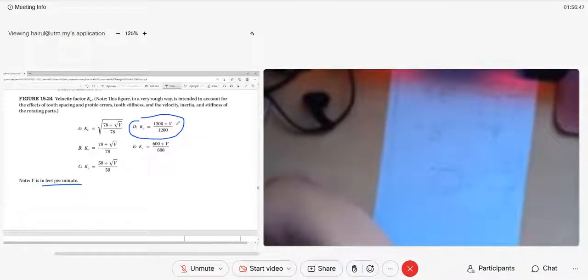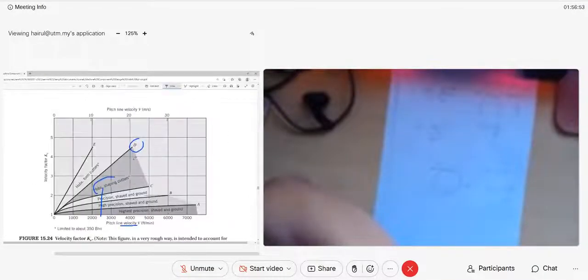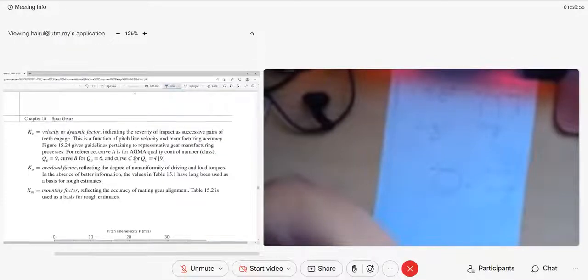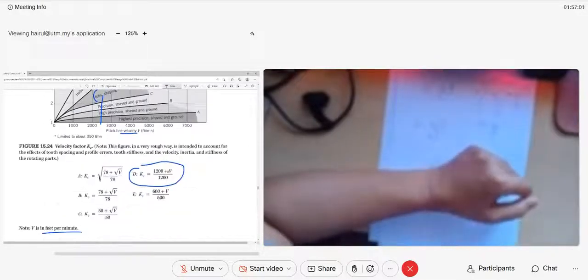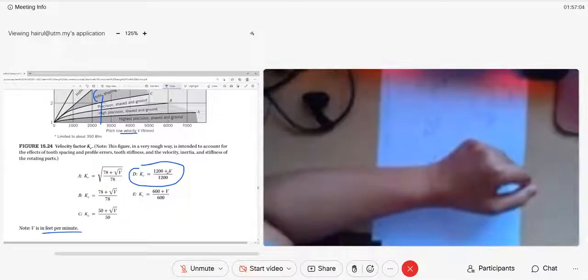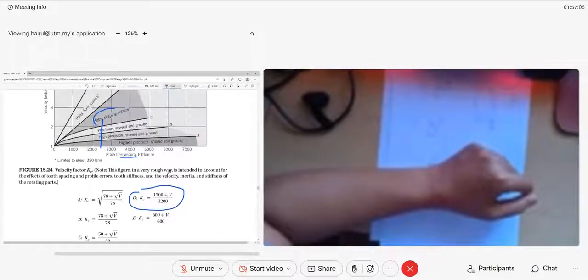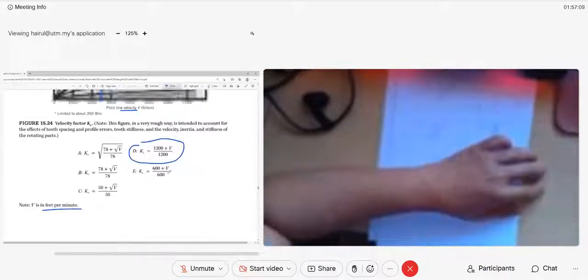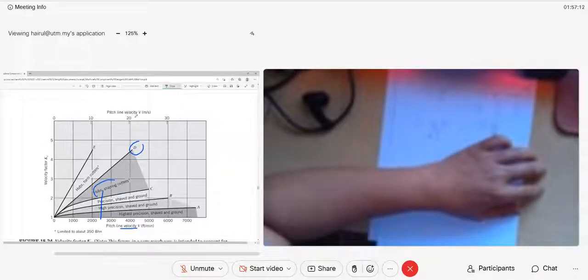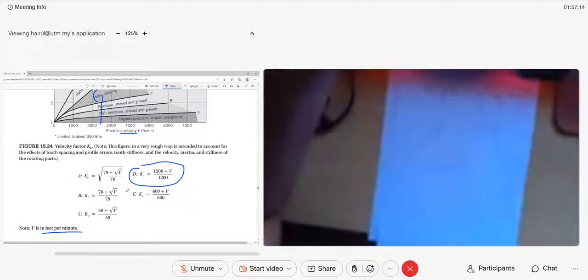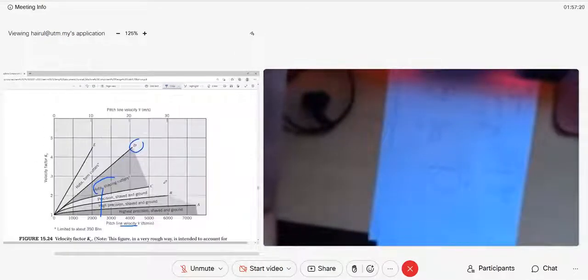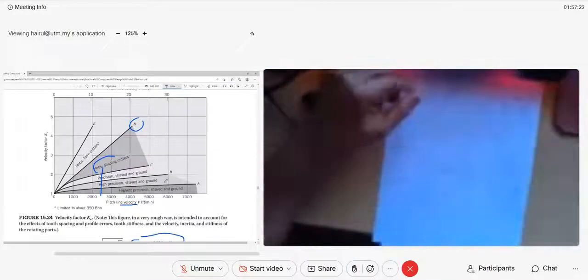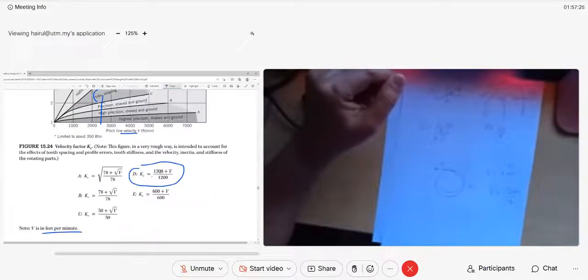Sir, can I use this one if my V is in meters per second? Be careful, you have to read it first. I cannot recall if this equation is valid for metric, but never mind, you just use KV because KV is just a factor. There's nothing different. KV is unitless, so you can use V in meters per second or feet per minute. Understand, class? It's just a factor.